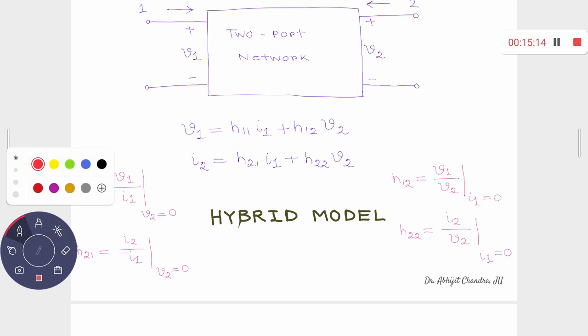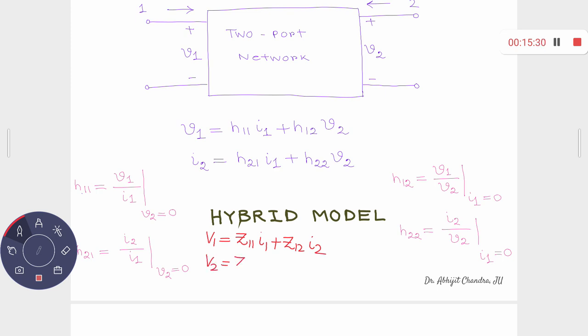So for the Z parameter model, you have something like this: V1, the voltage at port 1, can be represented as Z11 I1 plus Z12 I2. And V2 is represented by Z21 I1 plus Z22 I2. In that case, I1 and I2 are considered to be the independent parameters, and V1 and V2 are considered to be the dependent parameters. Right. And similarly, you have some other parameters like ABCD parameters. But these are not part of this course, so I'm just ignoring all these things.